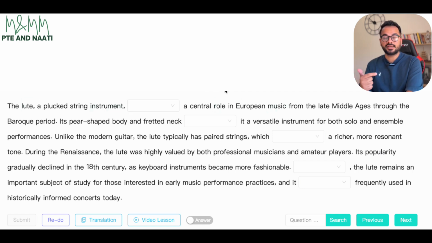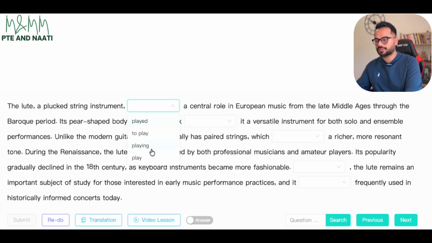Obviously, if they dash a certain role, we play a certain role is the correct word over here. It's a collocation. We play a role, play a certain role. Out of the given options, we have got the same word, but they've given us 4 different forms of it. Now we need to select the correct form of the verb over here. Because we know it is in the past tense, a central role in European music from the late Middle Ages through the Baroque period. So it stayed for a bit, but it's in the past. So we need to use a verb which is in the past tense. Out of 4, we have only got 1 in the past tense, which is played. Hence, played is going to be my right answer.